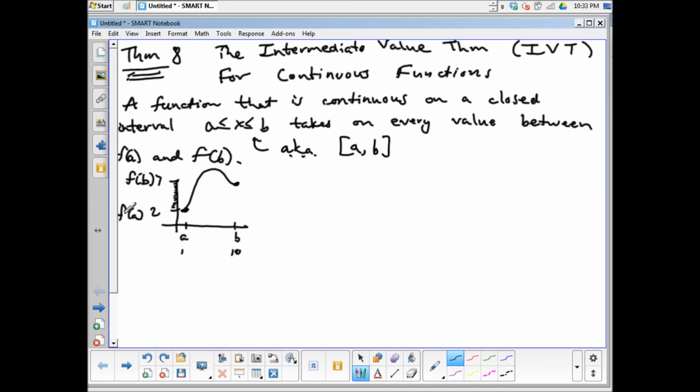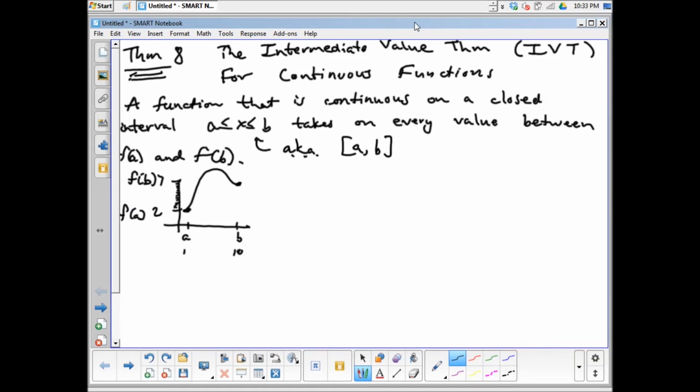Alright, so we're going to be traveling from this point to this point, and we're going to be passing along the curve. We're going to have to touch every possible y value between 2 and 7 if we're planning to travel from x = 1 to x = 10. I challenge you to connect the two dots without passing through every possible y value from 2 to 7. You can't do it, no matter how you connect.